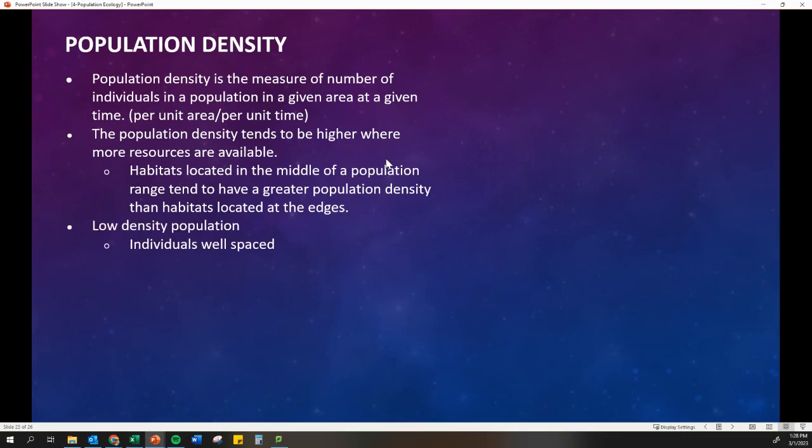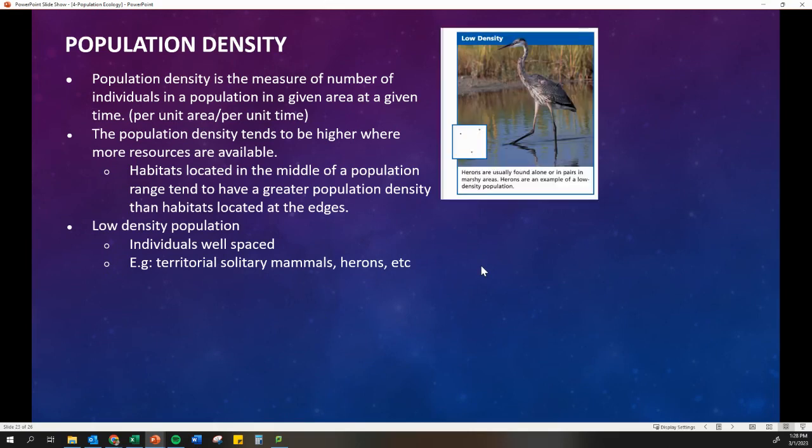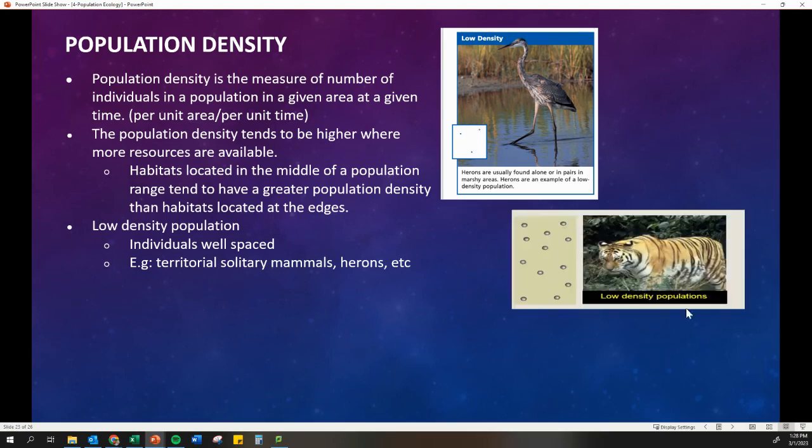A low density population is where individuals are spread out. Examples of this are territorial or solitary mammals. Herons are an example of this, where they're spread out, so they're not going to be as dense of a population. Here is an example where we have a low density. You can see this is showing an area, and then we have 3 different herons. They're not all going to hang out together because they're not very social animals, but they're going to spread out. Another example of this low density population is our tigers here, where they're going to be spread out.